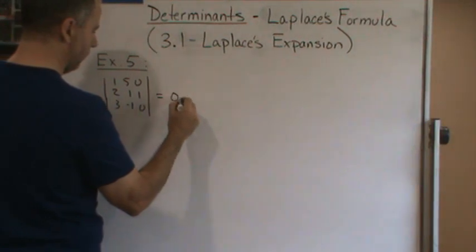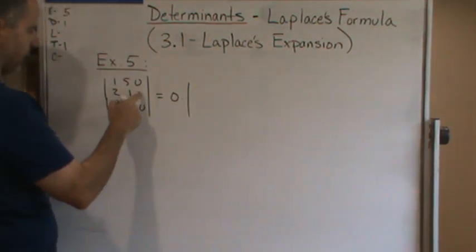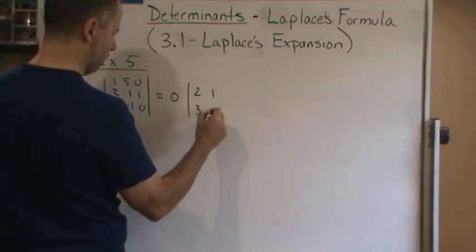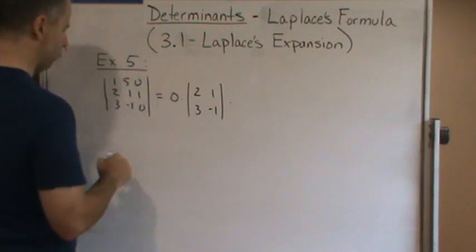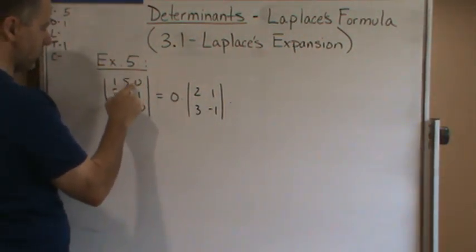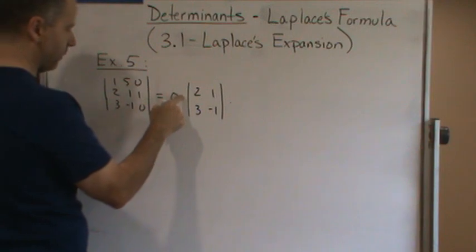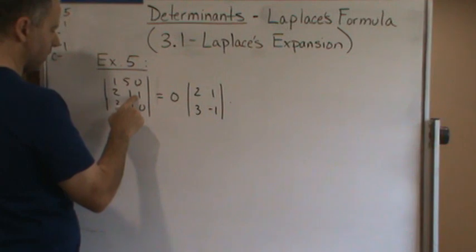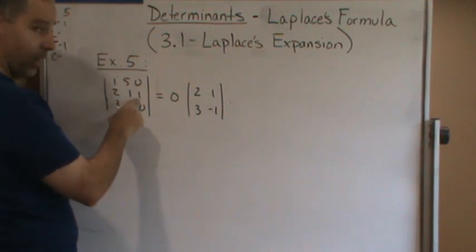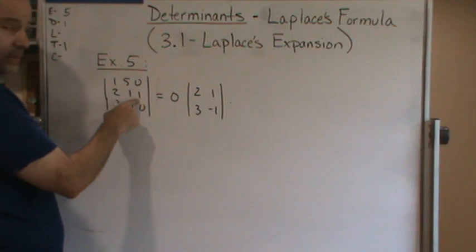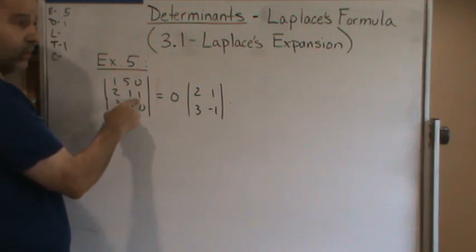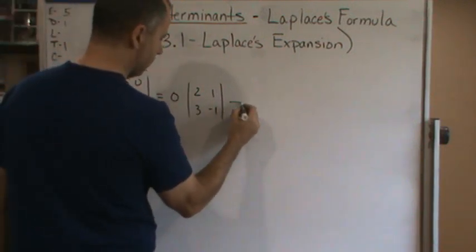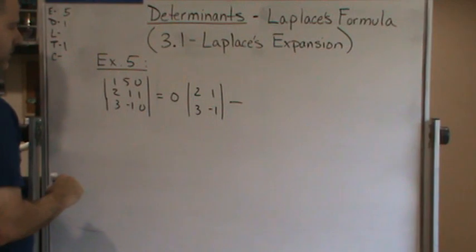It's going to be 0 times this cofactor, which is going to be 2, 1, 3, negative 1. And then of course, I'm on the 1, 3 entry, which is 4, so this is going to be positive, right? And then if I go here, this is 2, 3, which is going to be an odd sum, right? 2, 3 is odd, so that's going to be negative 1 to the 5th power, which is going to give me a negative sign. So that's going to be negative or minus.